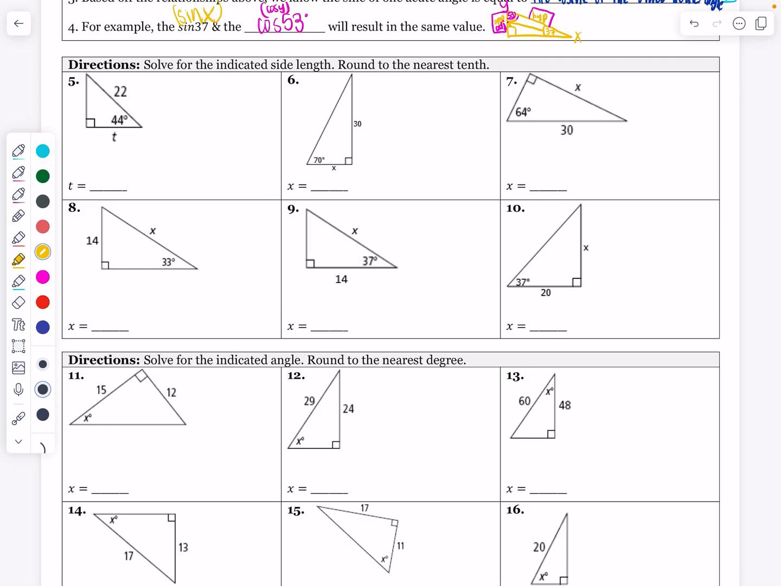So let's pay attention to the directions. Solve for the indicated side length. We're going to round all of these side lengths to the nearest tenth. We know that that means one spot after the decimal. So every single one of these should have a number, even if it's just 0 after the decimal spot.